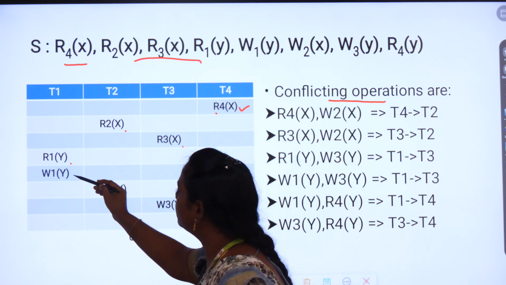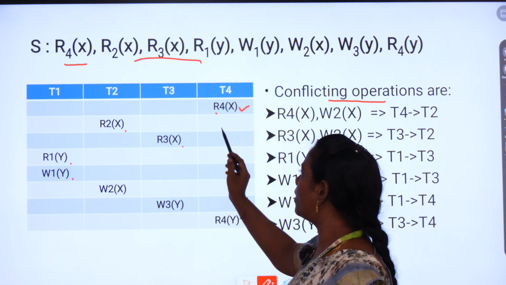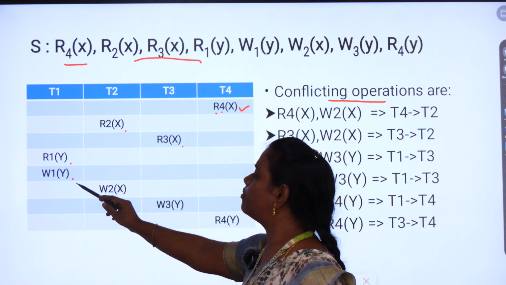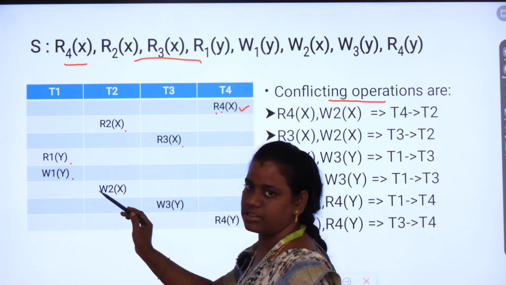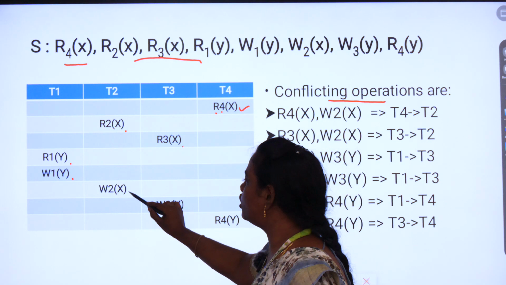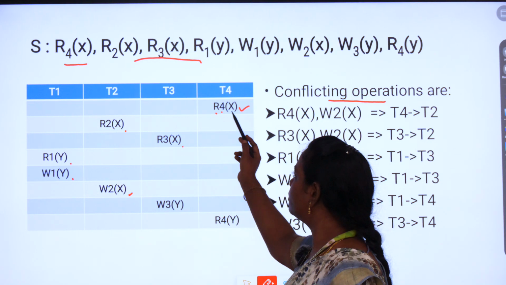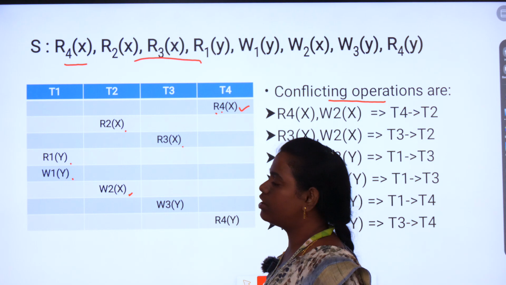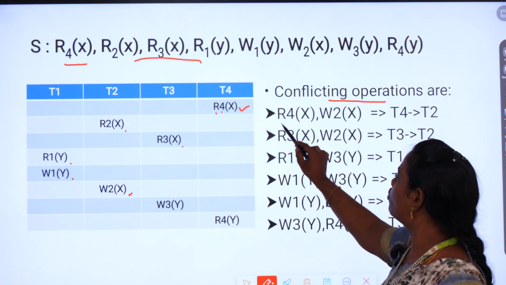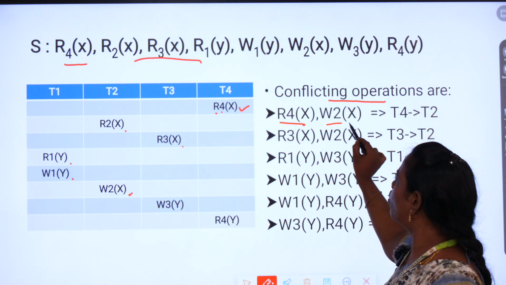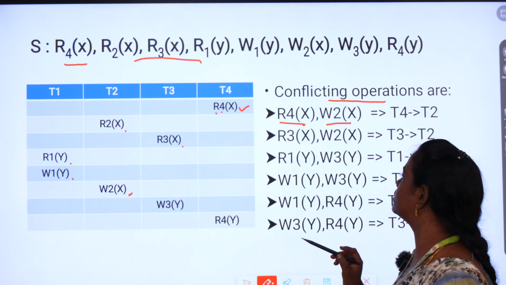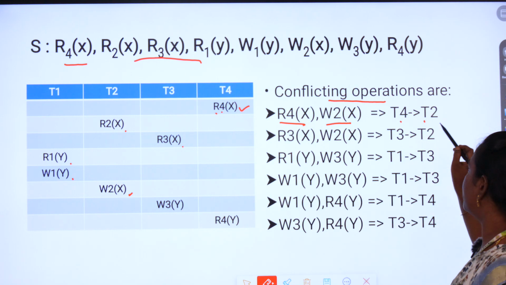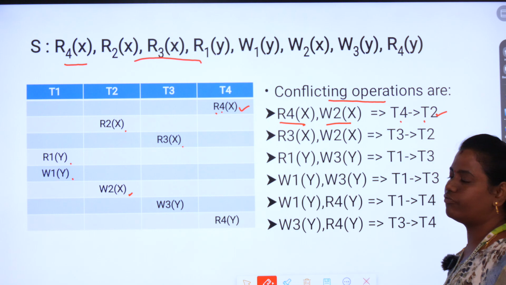In the next cycle W1 of Y will be executed. So I am going to compare R4 of X with W1 of Y. Here both are performing on different data, so there is no conflict. Next I am going to check for W2 of X. Here both are performing operations on the same data, and one is a write operation, so definitely there is a conflict. That is R4 of X, W2 of X. This is our first conflicting operation. Here after completing transaction 4, only then will transaction 2 be executed.